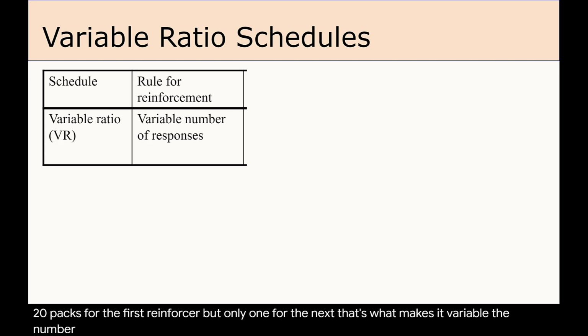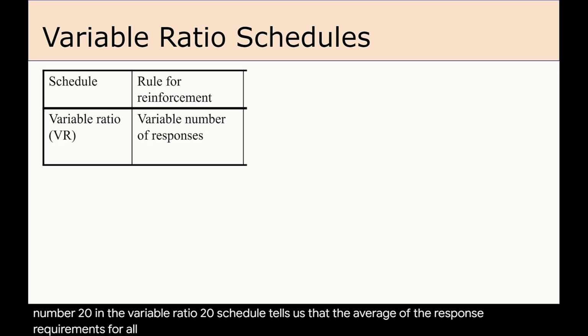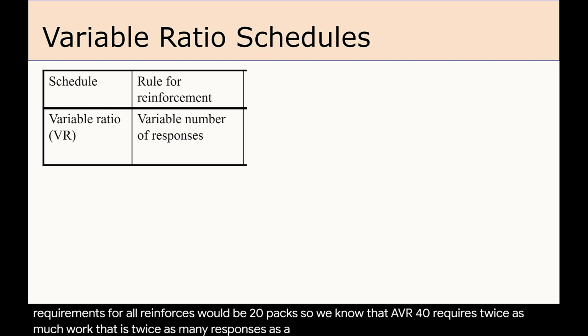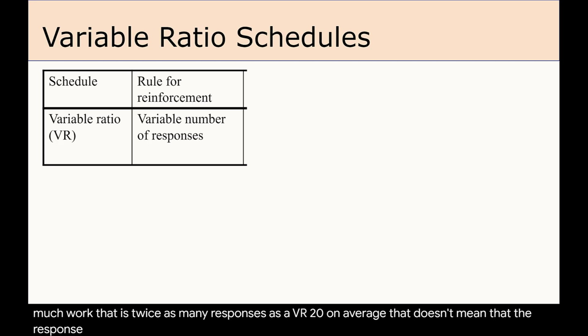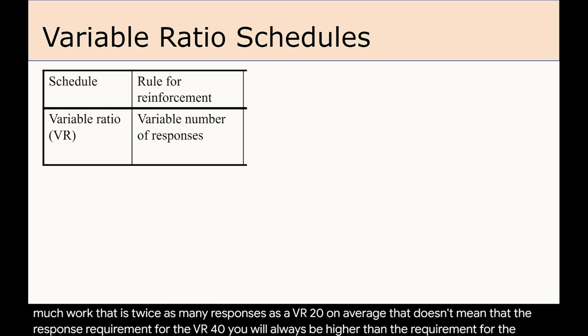The number 20 in the variable ratio 20 schedule tells us that the average of the response requirements for all reinforcers would be 20 pecks. So we know that a VR40 requires twice as much work, that is, twice as many responses, as a VR20 on average. That doesn't mean that the response requirement for the VR40 will always be higher than the requirement for the VR20.